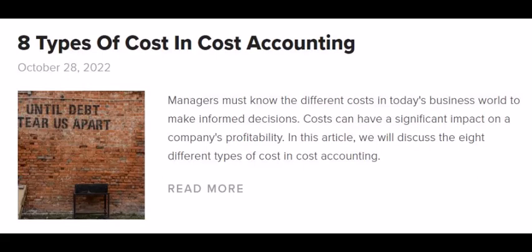Process costing types of costs. Process costing is a type of cost accounting that breaks down the cost of producing a product into the individual steps it takes to make that product. It's often used in manufacturing, where a product can be broken down into many small parts, each tracked separately.